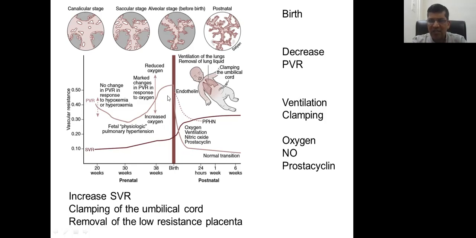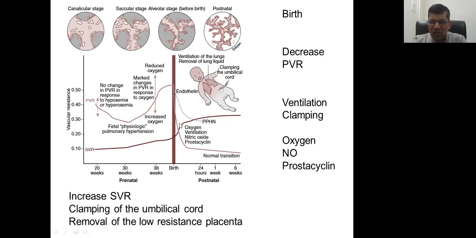So at this stage, we always request our obstetric colleagues not to deliver the lady at 36, 37, or 38 weeks, the late preterm or early term. Please avoid delivering these babies, because the pulmonary pressures are quite high at that stage.